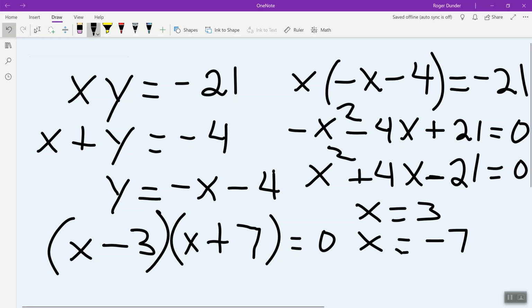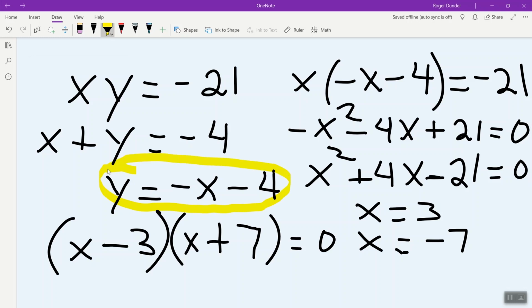Now, remember, this problem said to find two numbers, x and y. Whatever x is, y will depend upon that, because in our expression over here, let me see if I can highlight this. In this part right here, this thing needs a bigger cursor. It's so hard to see. Okay. Right here we have y. Y equals minus x minus 4. So you just take whatever x is and work that out.